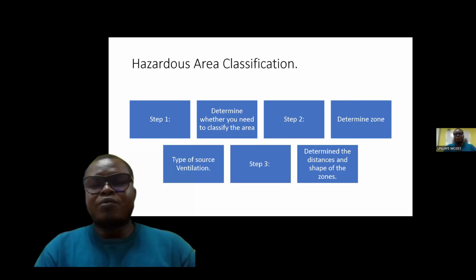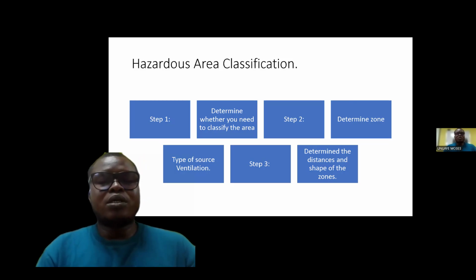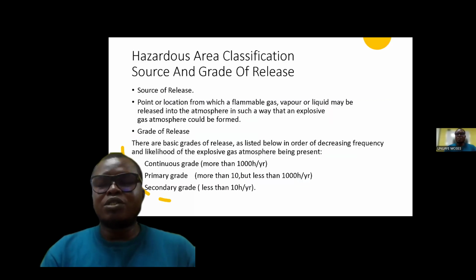I'm Engineer Moses Unafi. Today, I want to discuss the topic of hazardous area classification. I encourage viewers to watch the previous video on hazardous area zoning for a better understanding. On this topic, we are going to determine whether there is a need to classify the area, to determine the zone and the type of ventilation, and also to determine the distance and shapes of the zone. I want you to pay attention to the above. And now, hazardous area classification.